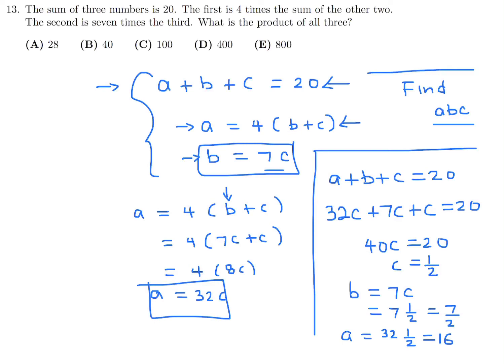So finally, A times B times C, A is 16, B is 7 over 2, and C is 1/2. So this looks like 16 divided by 4, which is 4, and then 4 times 7, 28. Okay, so number 13 is A.